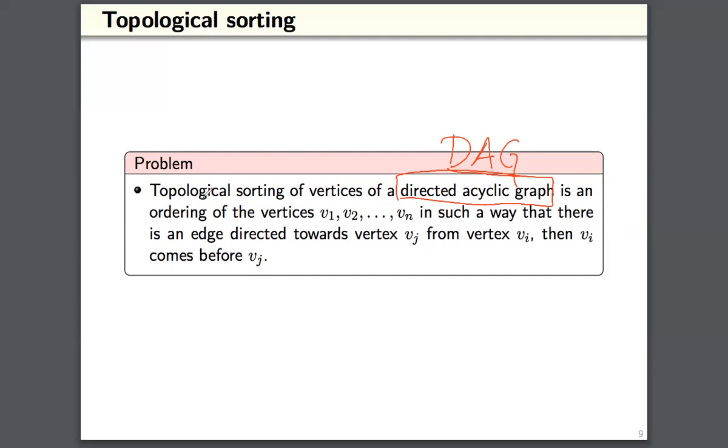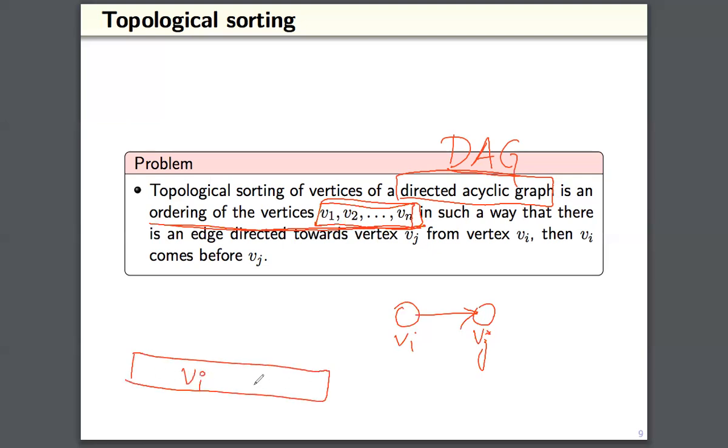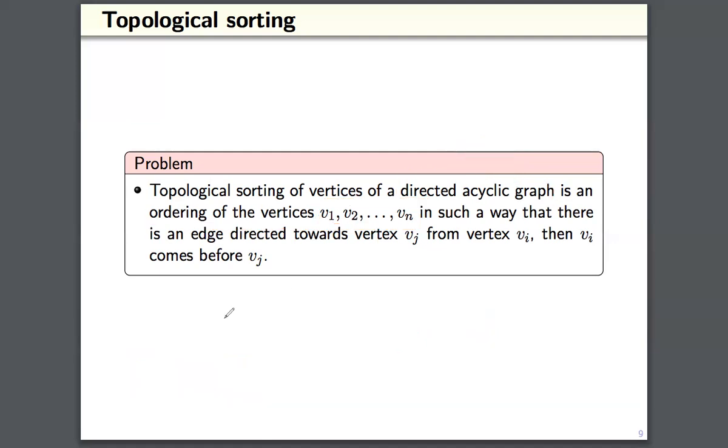What is that topological sorting? It is an ordering of the vertices. You have n vertices, and you need to give the order of vertices such that if there is an edge directed towards vertex Vj from vertex Vi, in the order that you want to output, Vi should come before Vj. Make sense? Vi should come before Vj. So what is the best example of this? You can think about courses.